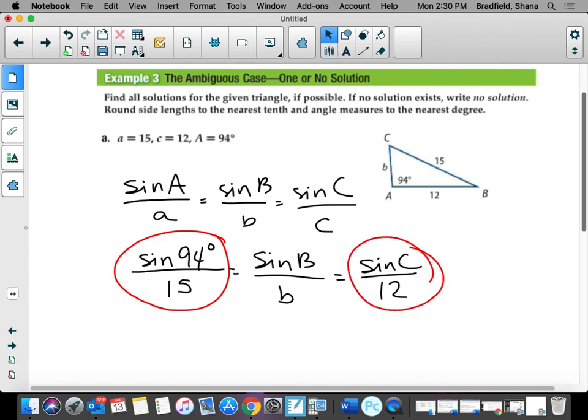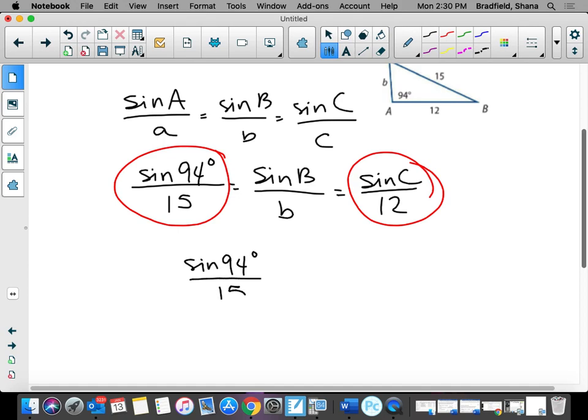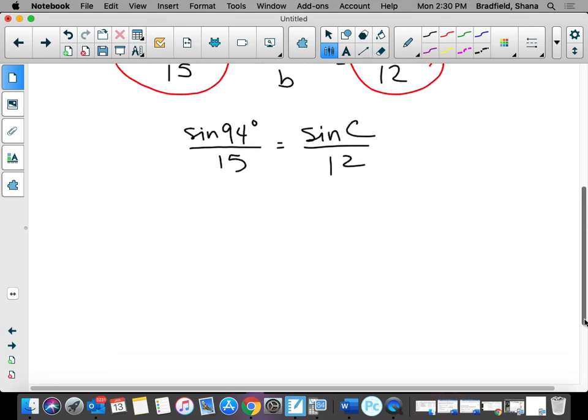So I'm going to take these two that I have circled here and solve using a proportion because I'm only missing one value. I just wanted to see what that looked like when we're missing an angle. So I have sine of 94 degrees over 15 equals sine C over 12, and we would cross multiply. So I'm going to have 15 times the sine of angle C equals 12 times the sine of 94 degrees.